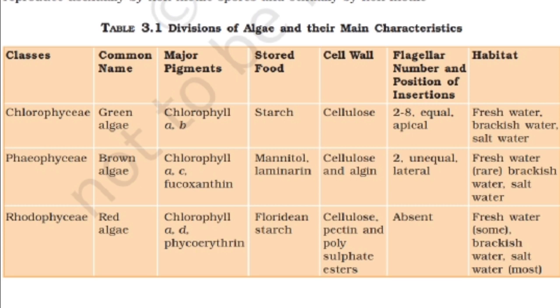Cell wall: in Chlorophyceae: cellulose; in Phaeophyceae: cellulose and algin; in Rhodophyceae: cellulose, pectin and polysulphate esters. Flagellar number and position of insertion: in Chlorophyceae: 2-8, equal, apical; in Phaeophyceae: 2, unequal, lateral; in Rhodophyceae: absent. Habitat: in Chlorophyceae: fresh water, brackish water, salt water; in Phaeophyceae: fresh water (rare), brackish water, salt water; in Rhodophyceae: fresh water (some), brackish water, salt water (most).